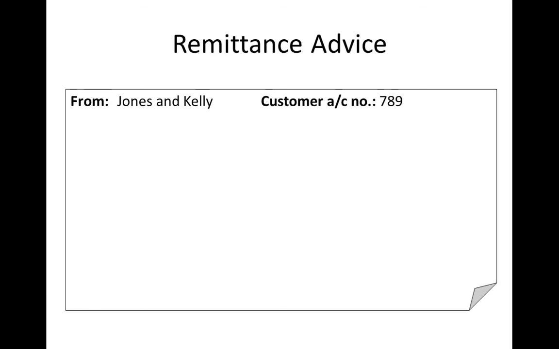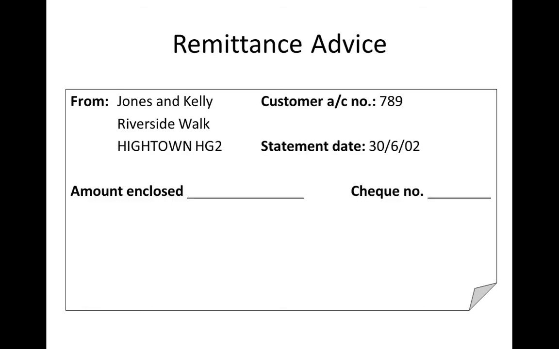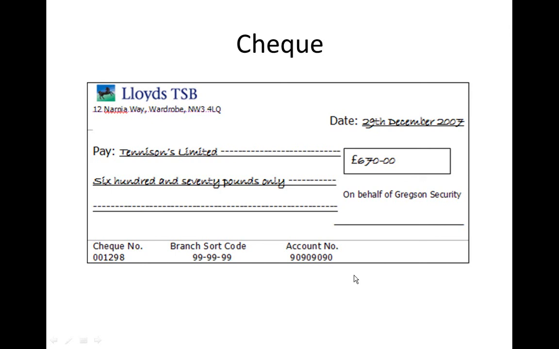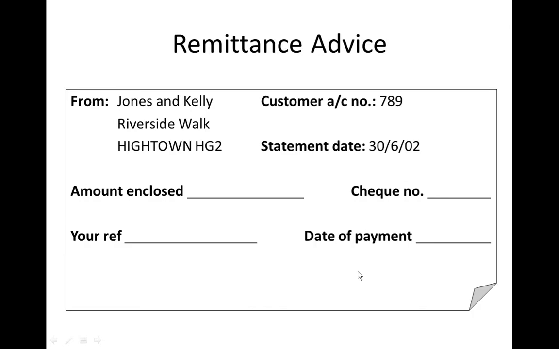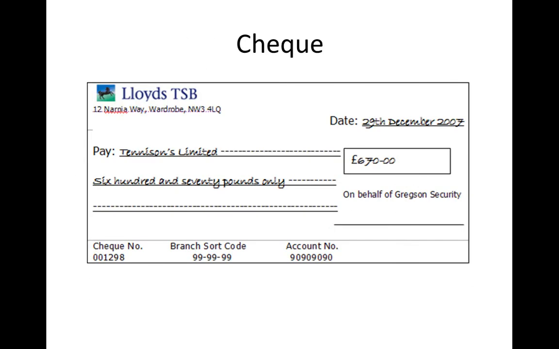So usually on the bottom of a statement comes a remittance advice, and this is sent back with the payment telling the supplier what invoice they're intending to pay. So if you see here, we'd say amount enclosed, cheque number, your reference, date of payment, and we're saying what invoice we intend to be paying, so that's where we'd put in your reference. So we could say we're paying against the invoice for the 2 boxes of floppy disks. So the supplier can match up payments to the correct invoices that the customers owe.